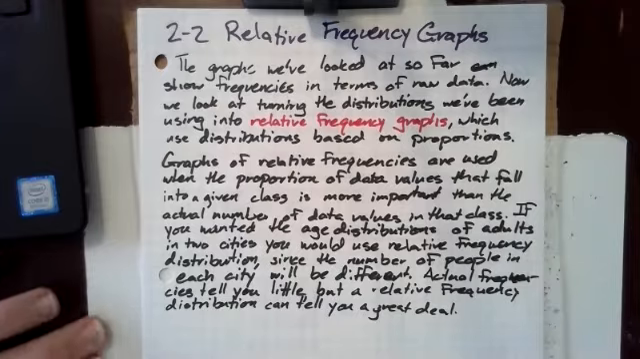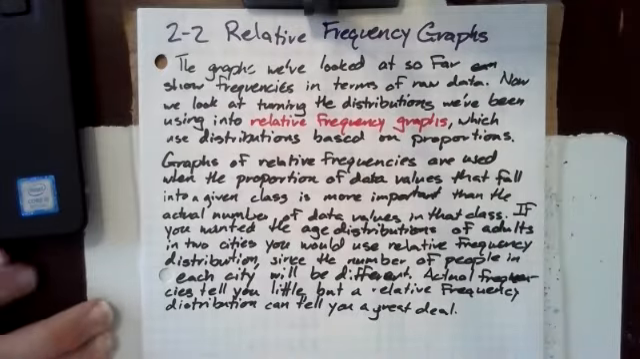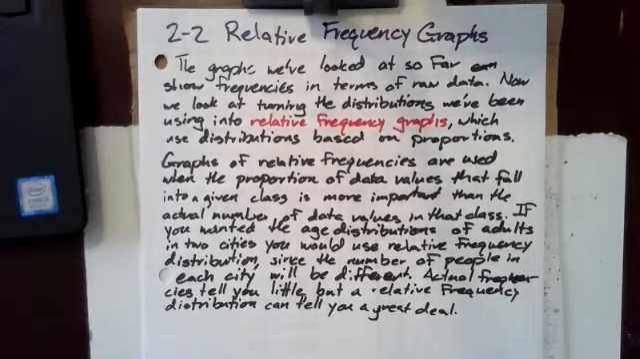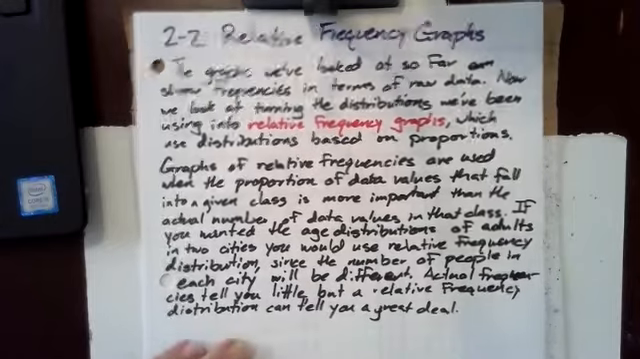Actual frequencies tell you little, but a relative frequency distribution can tell you a great deal, because we can look at the percentages of people in certain classes as opposed to the exact numbers of people in those classes.